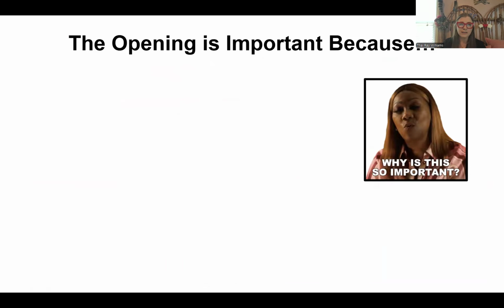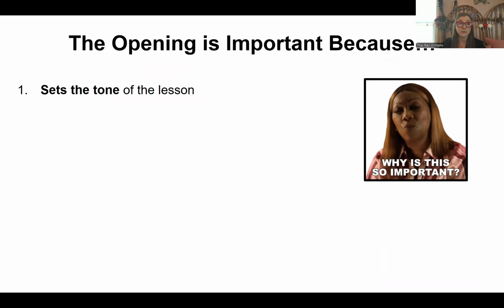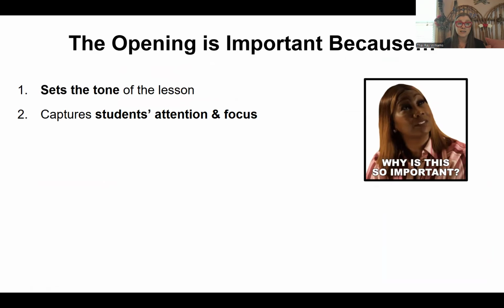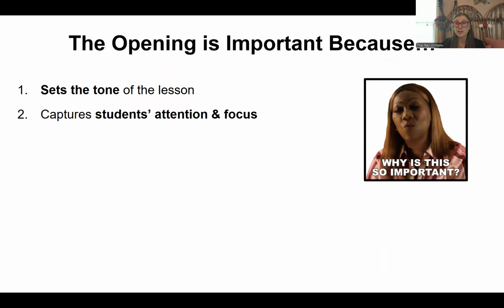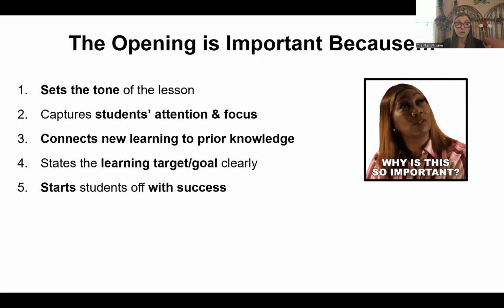All right. So, why is it important? It is important because it sets the tone. This will be a star. I don't know if it has a star, but this is a good one. It sets the tone of the lesson. It gets those students' attention, gets them focused and ready to learn. We're connecting whatever we're learning now, this new learning, to prior knowledge. We make sure that we're clearly stating what that learning target or that learning goal is.